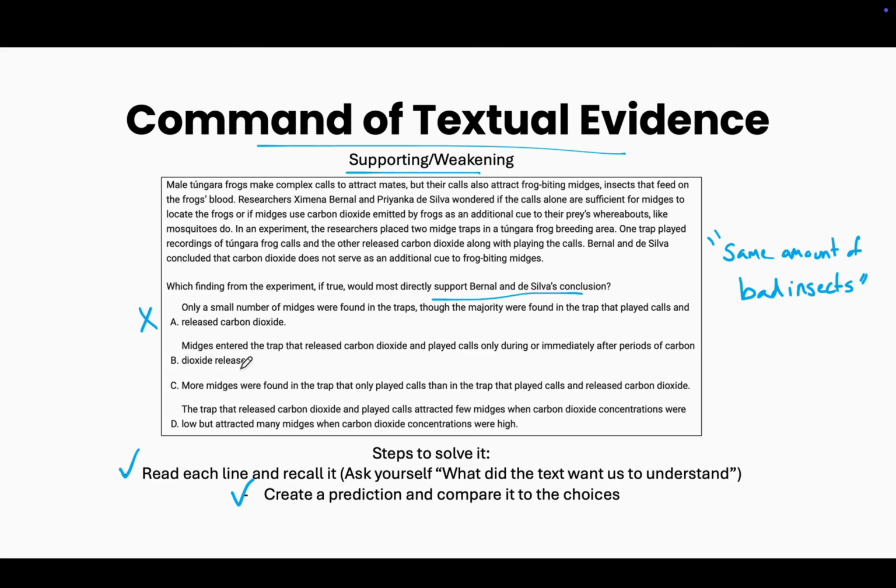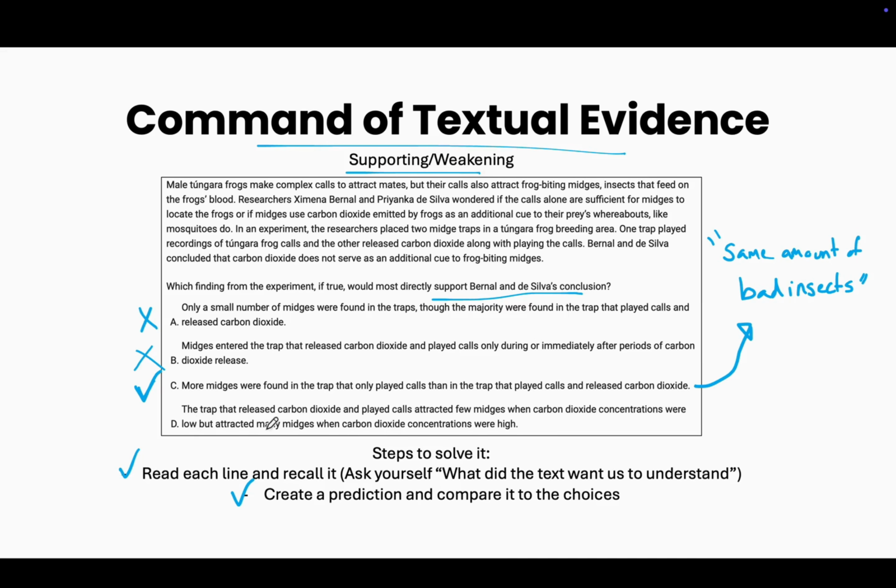Choice B: Midges entered the trap that released carbon dioxide and played calls only during or immediately after periods of carbon dioxide release. Again, this weakens the conclusion and it does not match our prediction. Choice C: More midges were found in the trap that only played calls than in the trap that played calls and released carbon dioxide. This implies that carbon dioxide was not helping the bad insects to find the frogs more easily, so this supports the conclusion and the prediction. So this choice could be correct. However, let's see choice D.